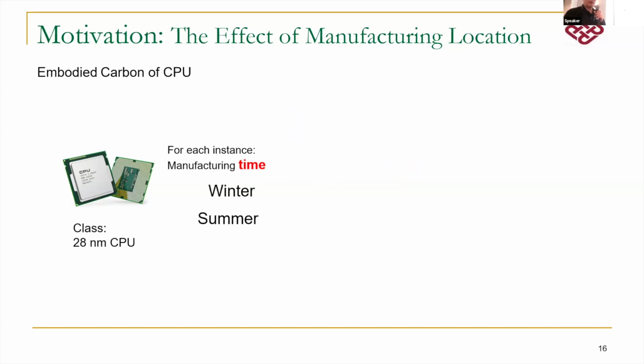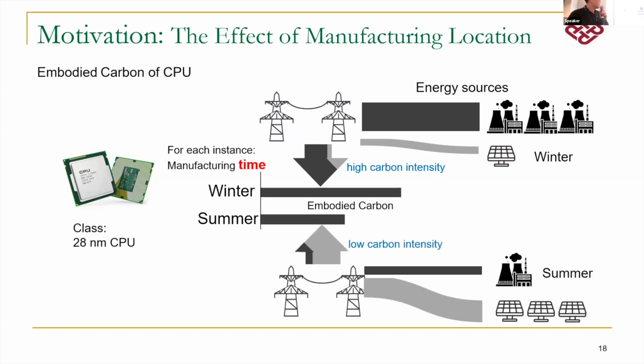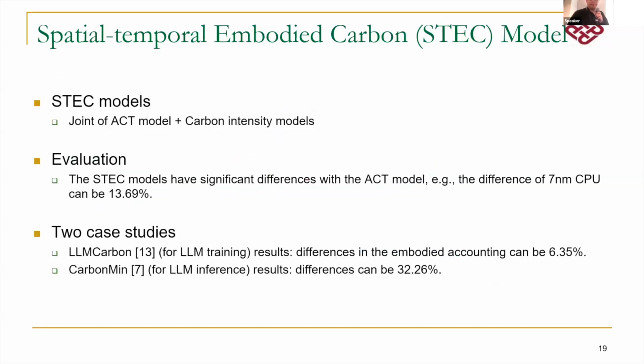The manufacturing time can also affect the embodied carbon. For example, the instance may be manufactured in winter or in summer. The grid in winter has less green solar energy, resulting in the high carbon intensity. So the instance has a larger embodied carbon. Well, the grid in summer has more solar green energy, resulting in the lower carbon intensity. So the instance manufactured in summer has a smaller embodied carbon.